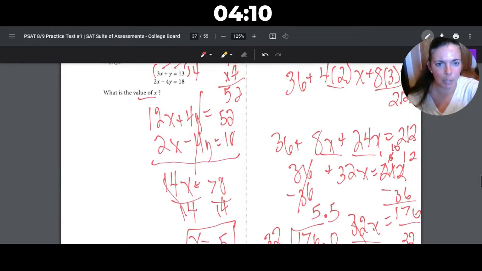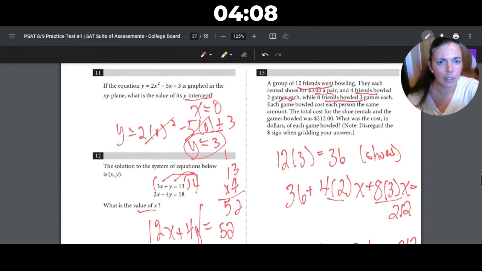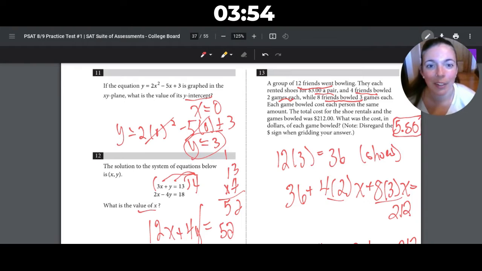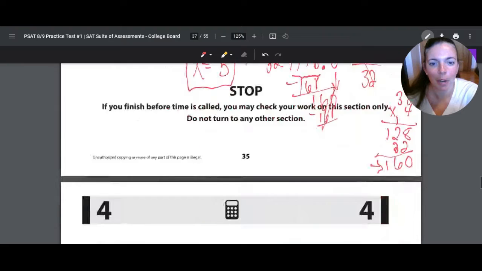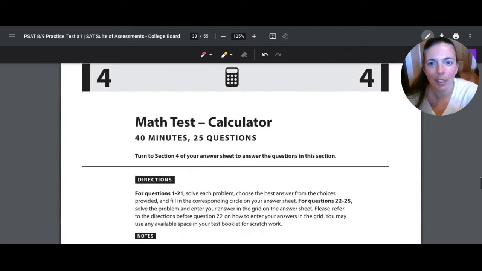So let's go back and see what the question is asking. What is the cost in dollars of each game bowled? Disregard the dollar sign when grading your answer. So if it's 5.5 in dollars, that is $5.50. So this is what you would enter on your answer sheet. Okay, so that is our no calculator section part of the PSATs.